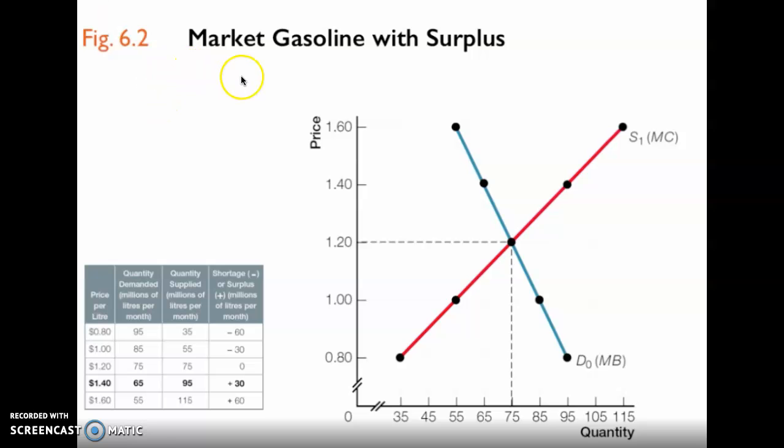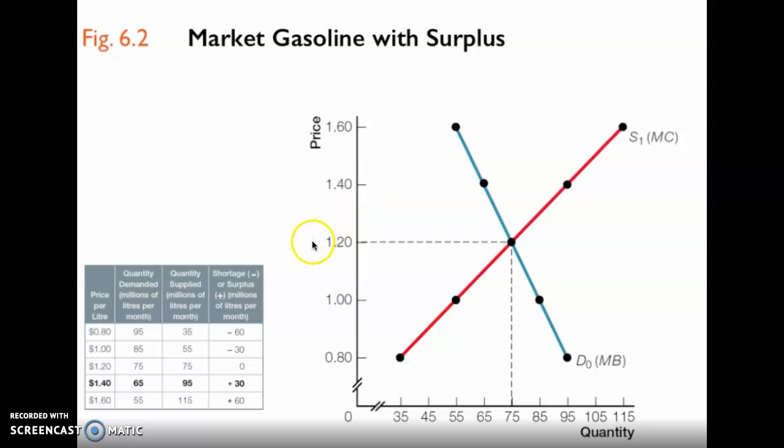Figure 6.2 illustrates what will happen to a market when there is a surplus. In this case, a gasoline market. Similar to our previous example, we have the initial demand curve sloping downward, and we have the supply curve, which is the curve that was shifted to the left in response to what happened in the Middle East.